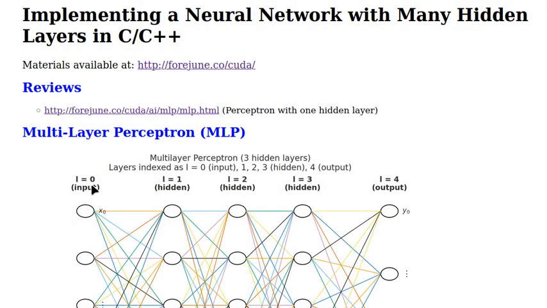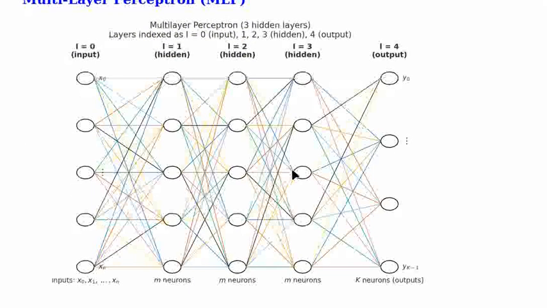This figure shows a multilayer perceptron with 3 hidden layers. The layers are indexed by L. L equals 0 is the input layer. The neurons are denoted by x0, x1 up to xn, and so there are n plus 1 neurons. And x0 is actually the bias. So that means we have n inputs.